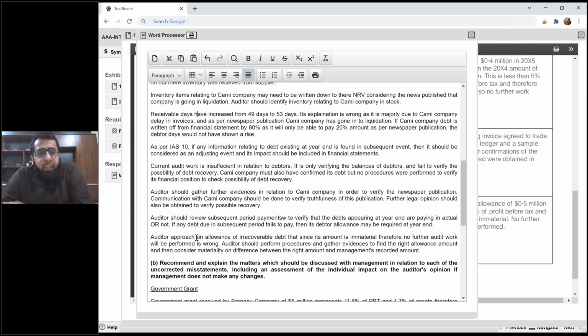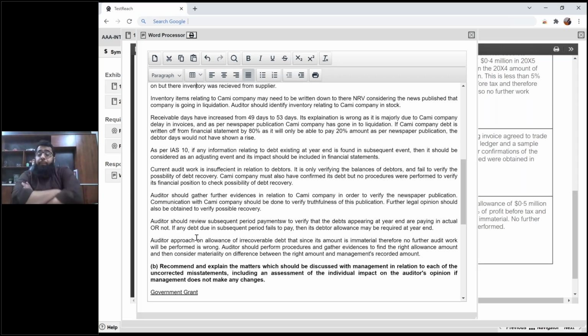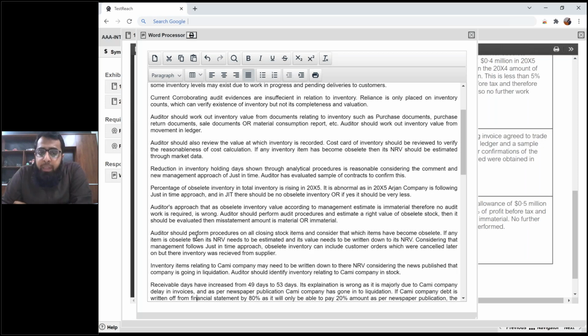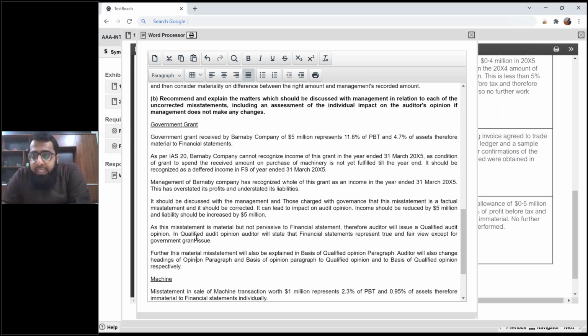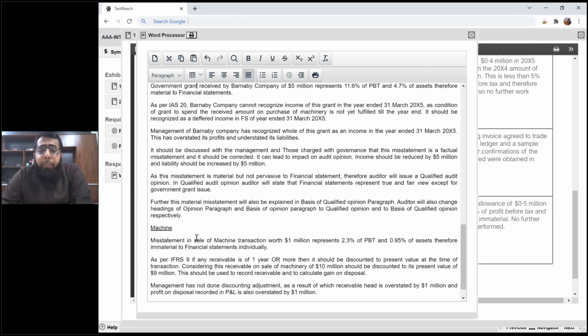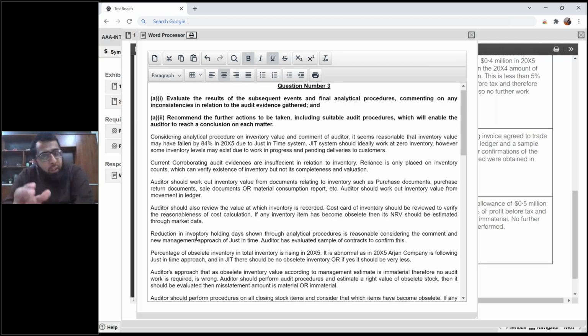So if we look at this question, we have completed these 25 marks, and with this, obviously, one complete paper has been done. First of all, we attempted part B, which was a 10 marks part relating to government grant and machine. This was a very, very easy 10 marks, I would say. And then we did part A, which was a bit difficult and abnormal. We had to comment on the findings of the analytical procedures, comment on the completeness of the audit work, and suggest further procedures. So we have discussed this question also.